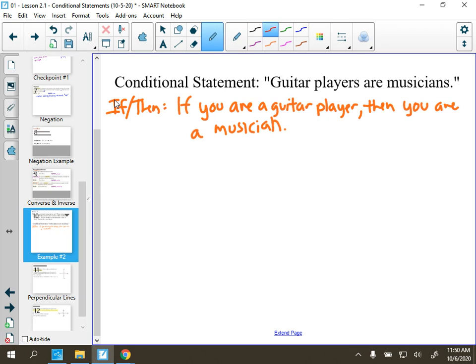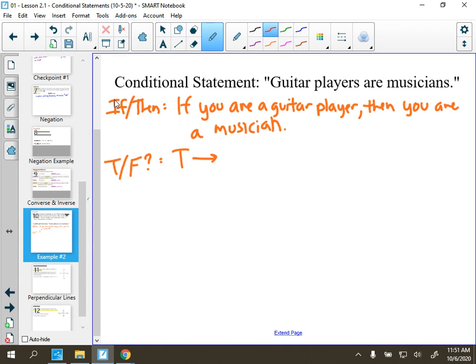Let's go ahead and do the true-false component of it right away. Now this one's a little bit more open-ended. Some of them will have very clear, definitive true and false. This is a little bit more, what are your opinions on musicians and guitar players? If you feel strongly one way or another, you might argue. I would think the majority of people would say that this is a true statement, that if you are a guitar player, then you are a musician, based on what we understand as what a musician is. So I would say definitely, yes, this is true.